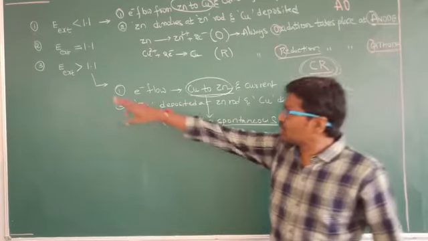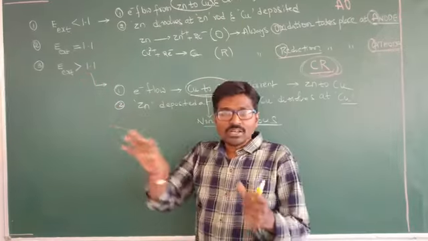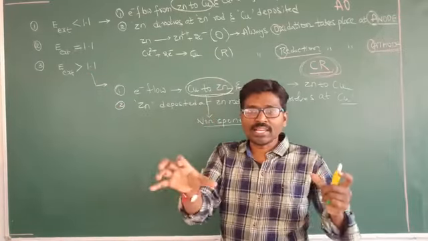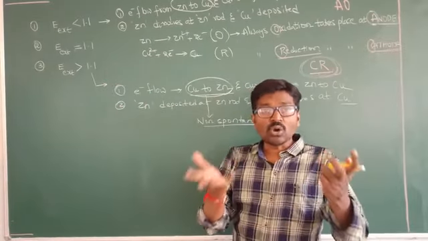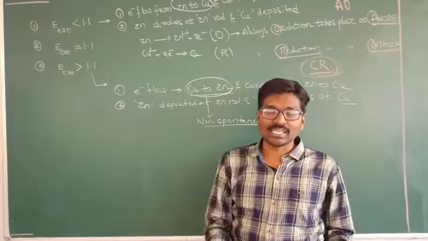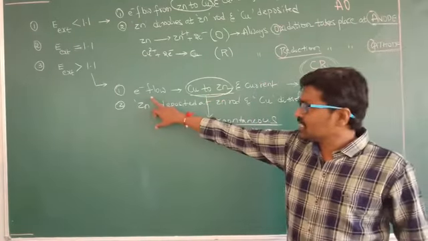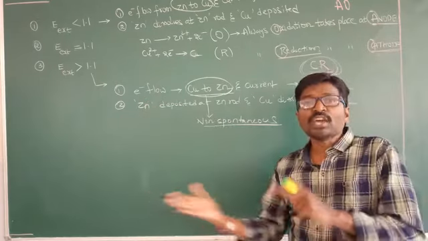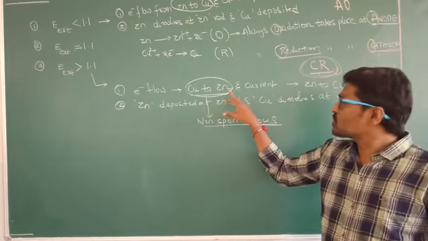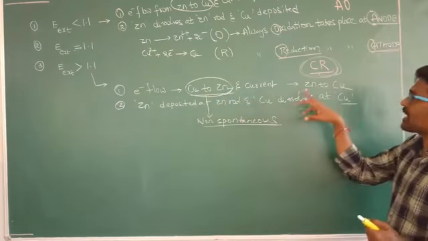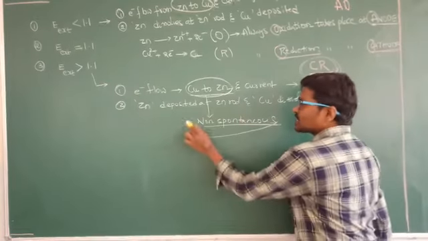So just check this once: the external potential is greater than 1.1. It means the opposite potential that we are applying is greater than 1.1. What is the meaning of that? Now we are applying electrical energy. By the usage of that electrical energy only, we observe the flow of electrons from copper to zinc. And what about the current? The current flows from zinc to copper. That's why it is a non-spontaneous reaction.